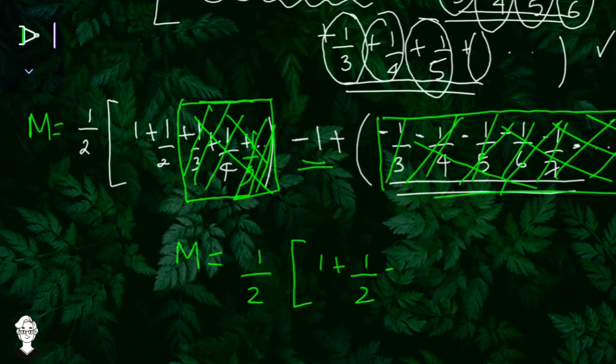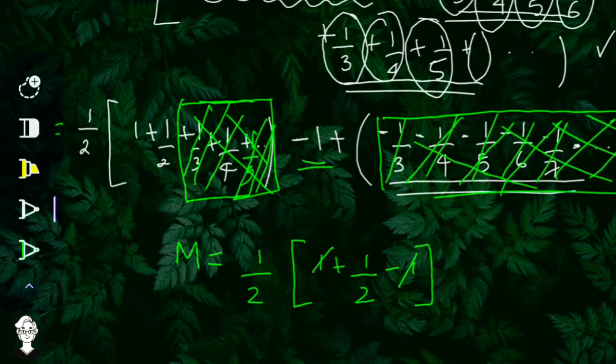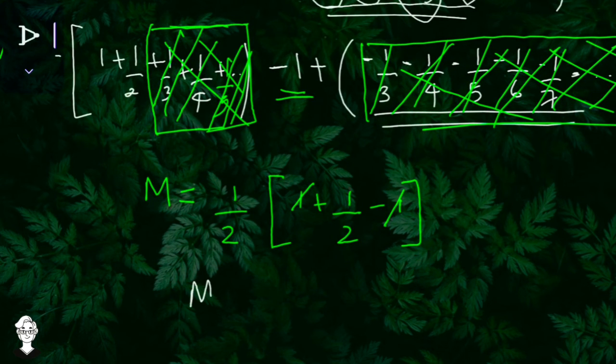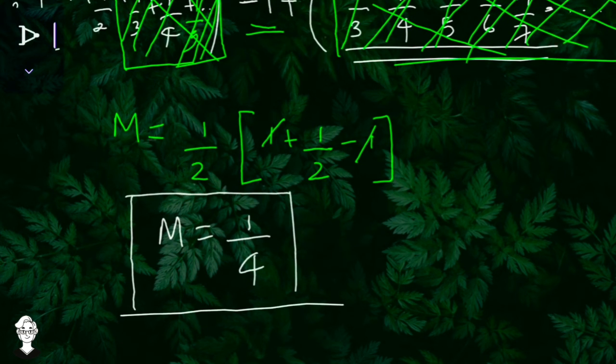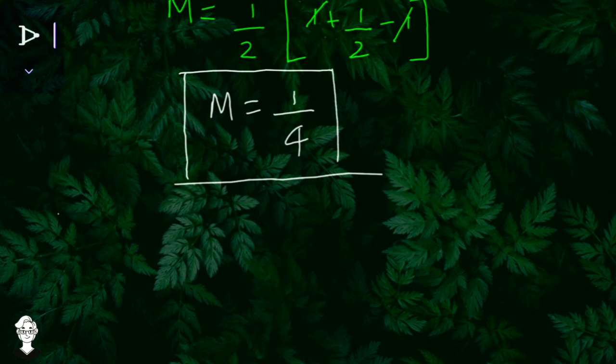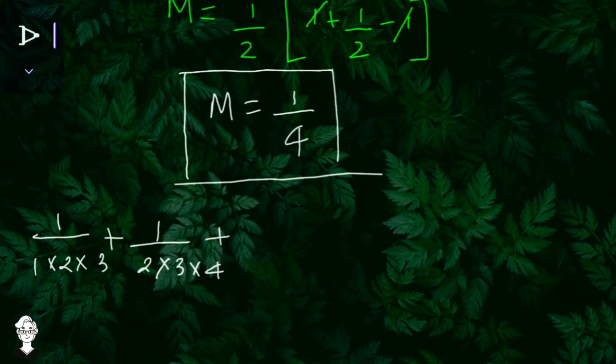Yes. Now what is left is only m equals 1 by 2 multiplied by 1 plus 1 by 2 and this minus 1. And I can observe positive 1, negative 1 cancelled out, and now m equals 1 by 2 into 1 by 2, that is equal to 1 by 4. And that's our answer, that m is equal to 1 by 4. So let us have the final solution, that is 1 upon 1 into 2 into 3 plus 1 upon 2 into 3 into 4 plus 1 upon 3 into 4 into 5 plus dot dot dot up till infinity, and that is equal to 1 by 4.